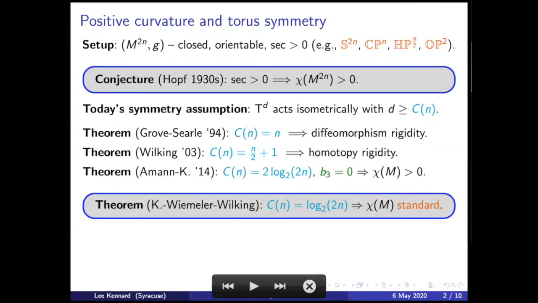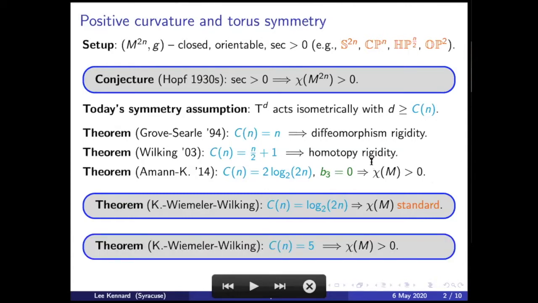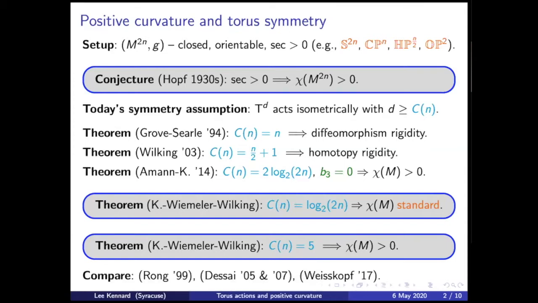So we were excited about that, but then we have a result we're more excited about, which is this one. Again, we're just being less ambitious with our conclusion, just looking for positive Euler characteristic. And there we can relax the symmetry assumption to a constant. Specifically, the constant is 5. This is exciting because in this area, there are not that many results known where you have a fixed symmetry assumption and arbitrary manifold dimension.